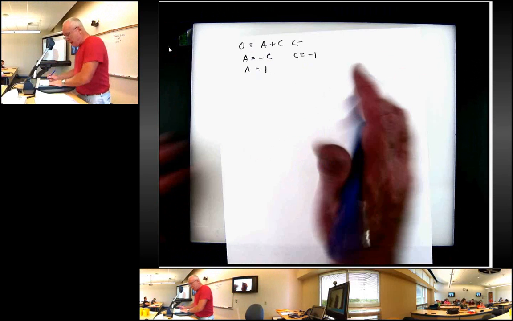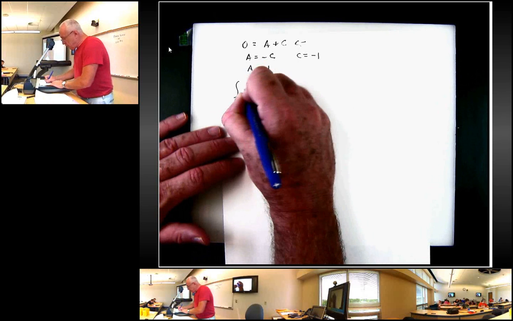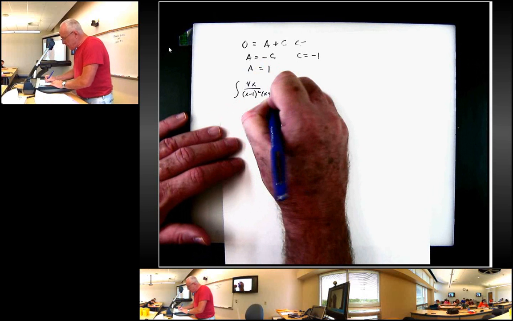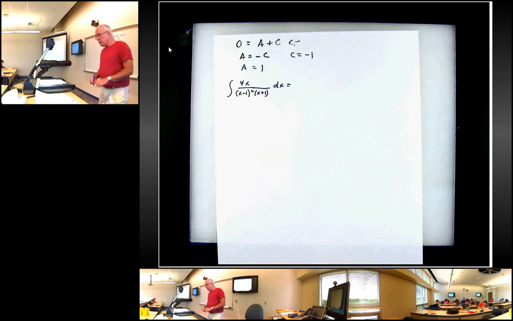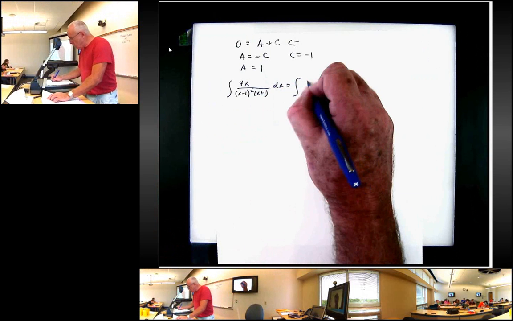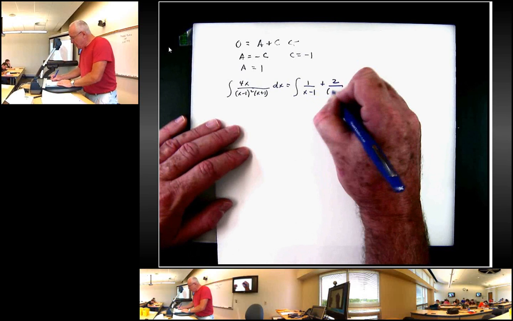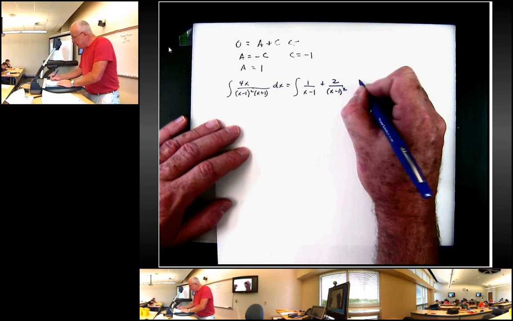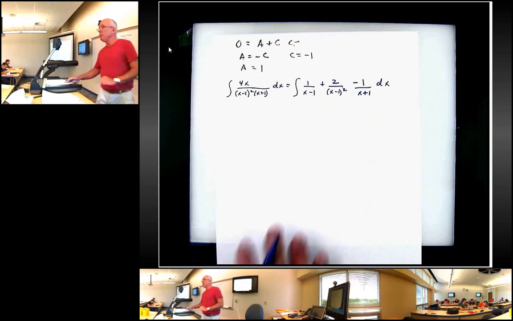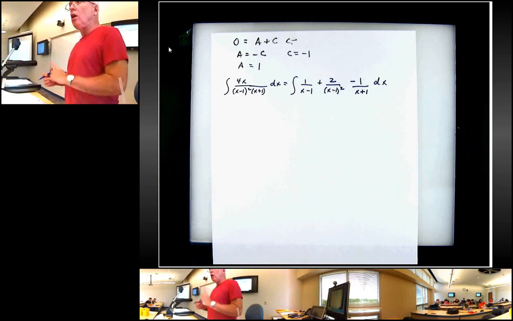So let me go back up here then. This is what we started with. Integral of 4x over x minus 1 squared times x plus 1 dx. And now, with the partial fractions, this is equal to the antiderivative. Let's see, the a was a 1 over x minus 1. The b was a 2 plus 2 over x minus 1 squared. And the c was a minus 1 over x plus 1 dx.